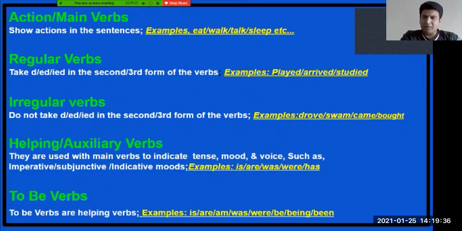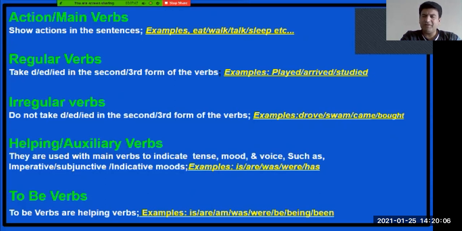If we look at the word played with good observation, we see in play, we added ED, so it turned into played. Then we see the other word, arrive. Arrive already has the E in there, we just added D and it became arrived. And then studied was actually study.